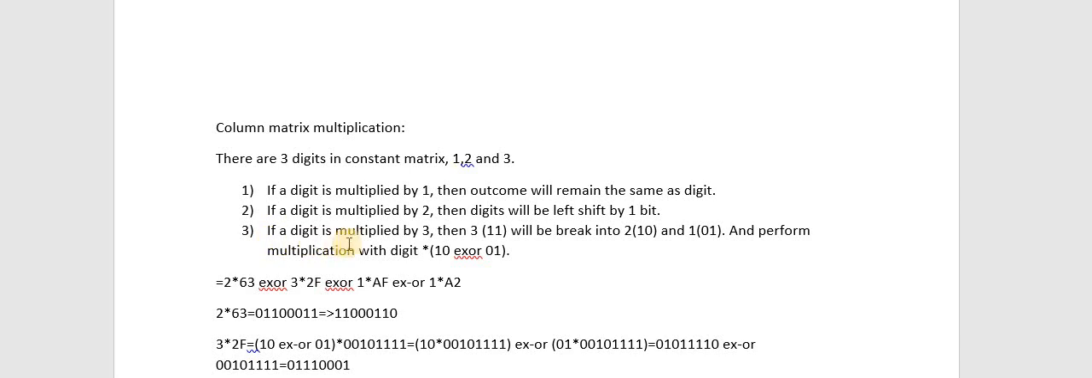And the third point is, if the digit is multiplied by 3, which is the maximum number in your constant matrix, then you have to break 3 into 2 parts. The first one is 1 and the second one is 2, because 3 is made up of these two things. So 3 in binary equivalent is 1 1, which will be broken into 2, binary 1 0, and 1, binary 0 1. You have to multiply your hexadecimal digit from the state matrix by 1 0 XOR 0 1, because it is 2 and it is 1.